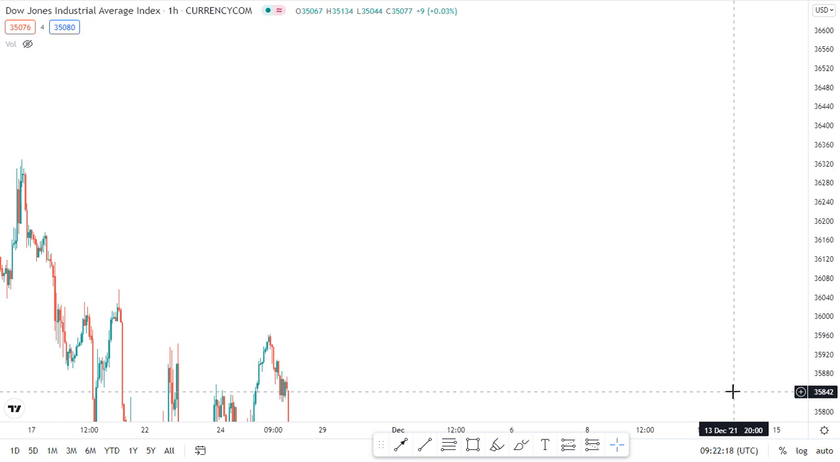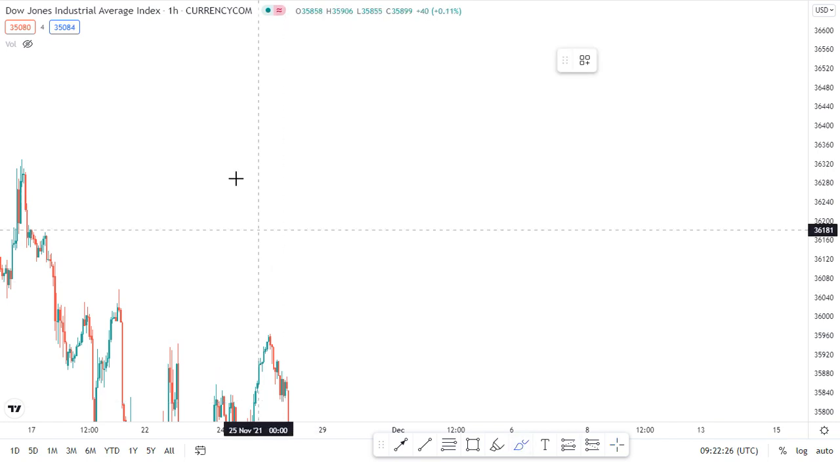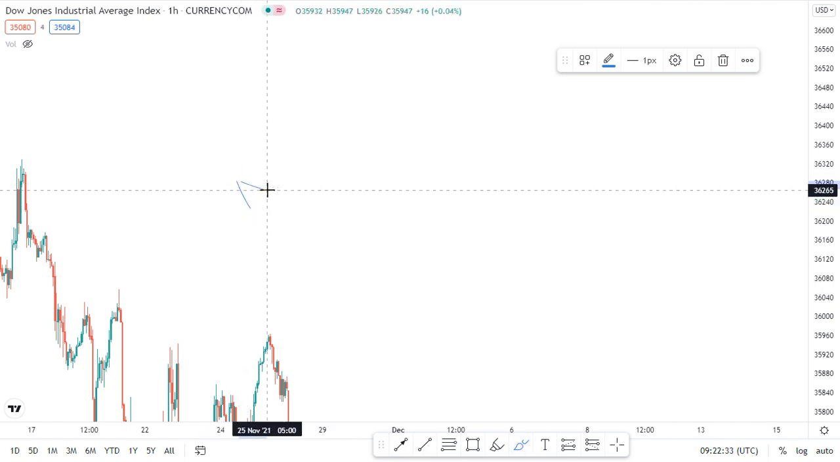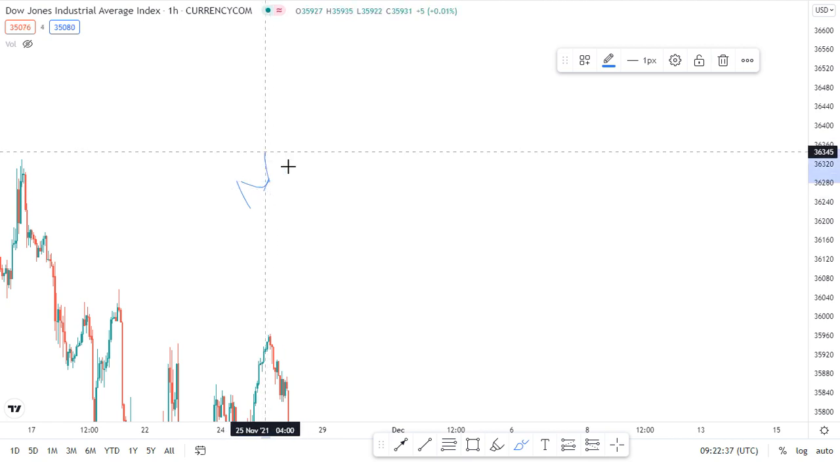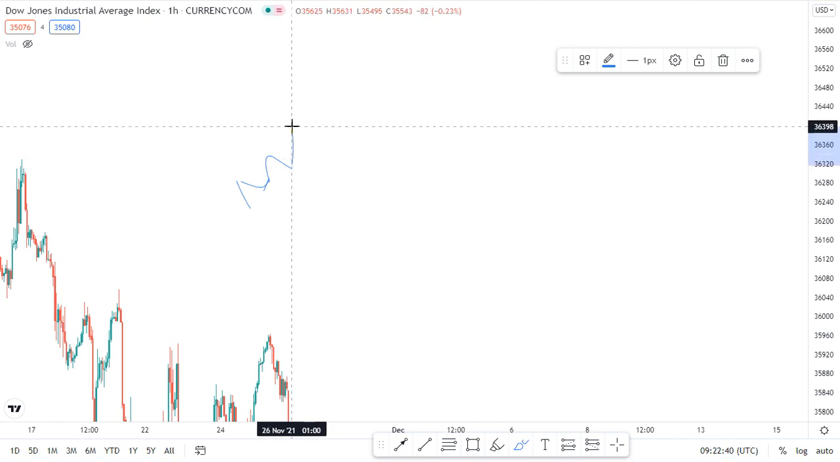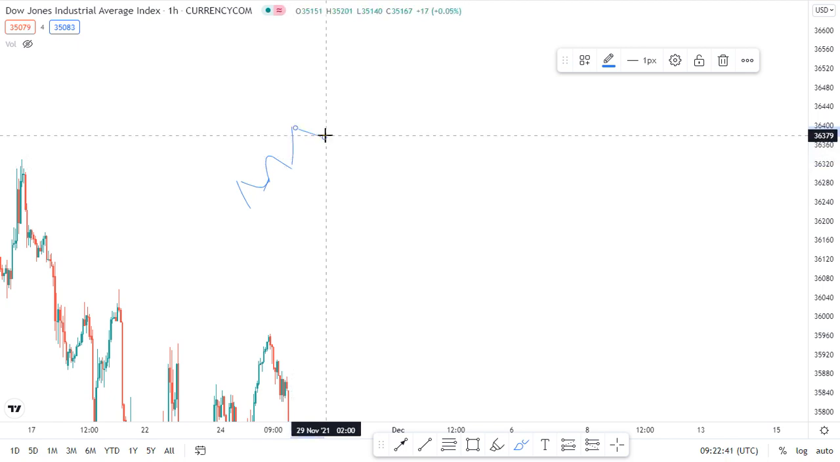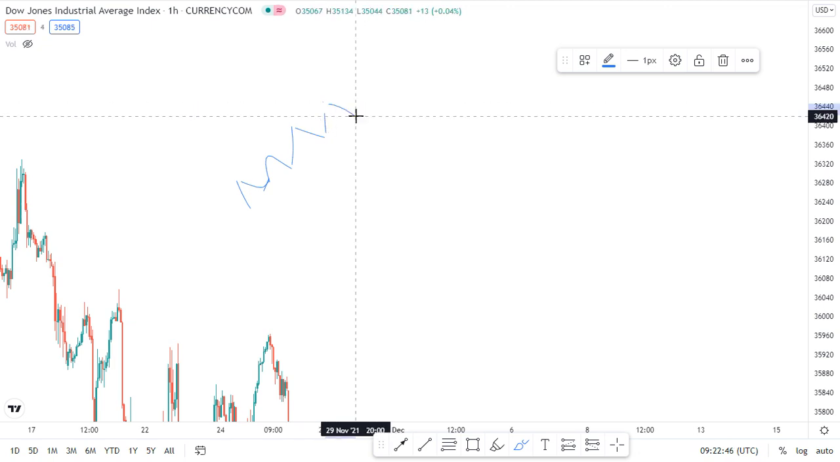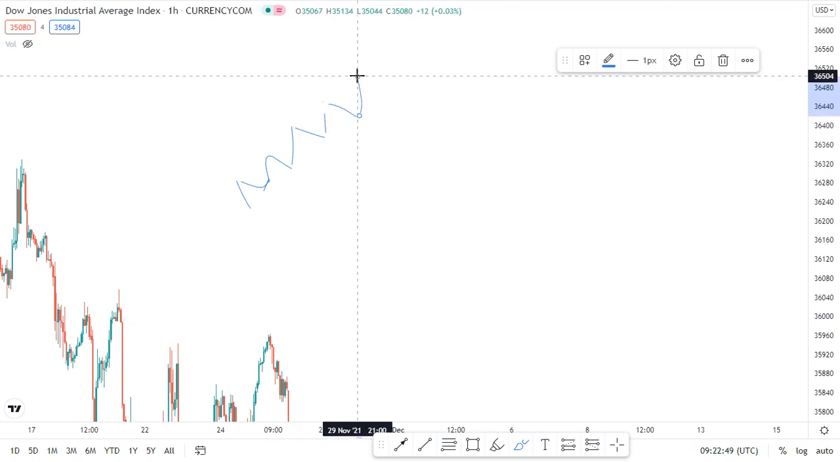So let's start with market structure. Market structure is just an uptrend and a downtrend. When the market is creating an uptrend, uptrend and downtrend.